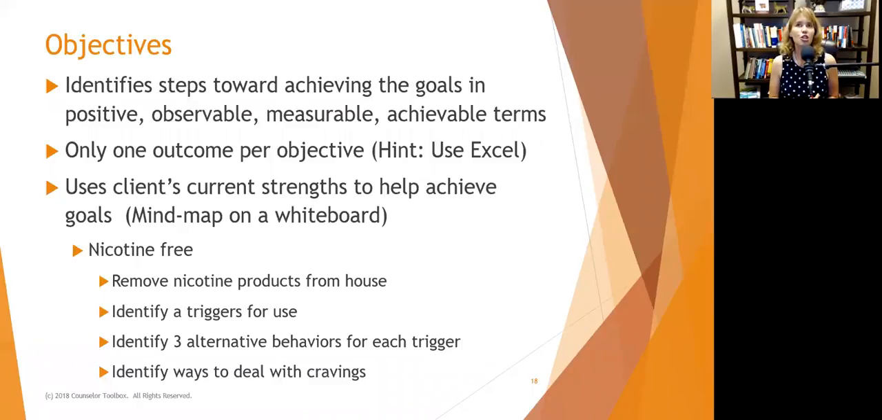Use the client's current strengths to help achieve their goals. So you can mind map on a whiteboard. I love my whiteboards. And I start talking with clients about, what are your strengths? What do you like to do? And I'll have reviewed their assessment and identified some of their strengths and put those up there if they're at a loss, just to get them started. But encouraging them to start putting that stuff up there. Not only does it give you something to work with, but it also lets them start seeing pictorially how many strengths they actually have.